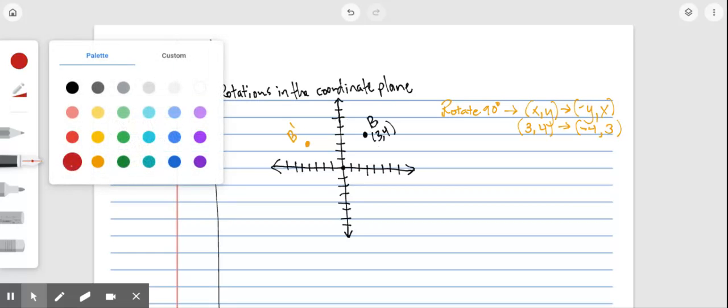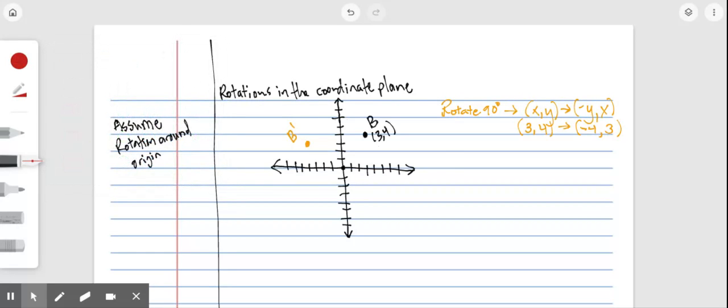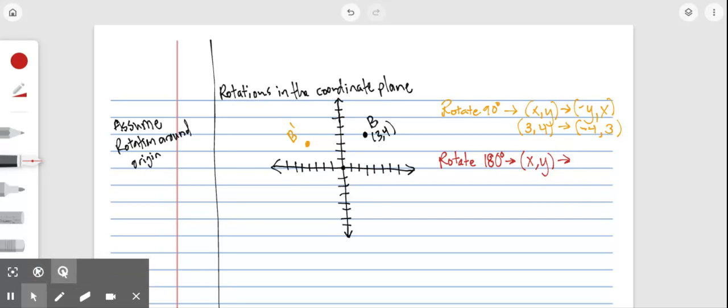All right, so then, what if we rotate the original 180 degrees? I'm going to start with B, not with B prime. When we rotate 180 degrees, we take the (x, y) coordinate and make it (negative x, negative y). So this time it doesn't flip sides. Basically, it's like a mirror image across the origin.